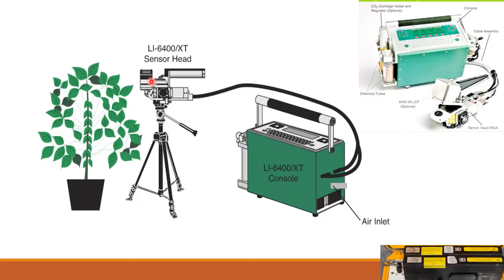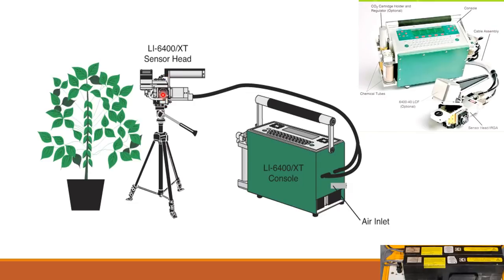Then comes the sensor head or IRGA. It has a leaf chamber. This is the leaf chamber where the leaf is placed. And there is also a handle. It is connected to two Peltier thermoelectric coolers. And then we have sample and reference gas analyzers. There are two infrared gas analyzers on the sensor head.